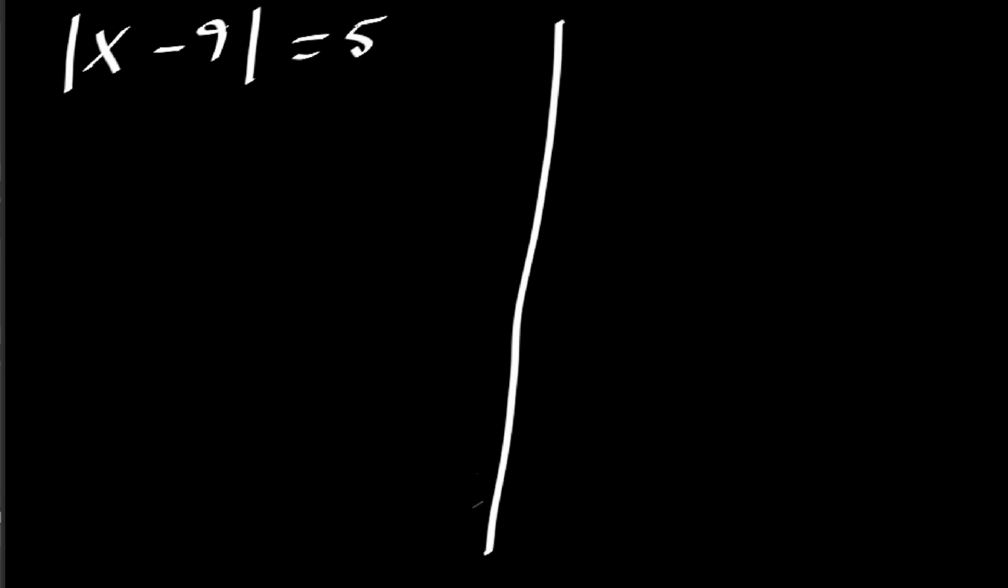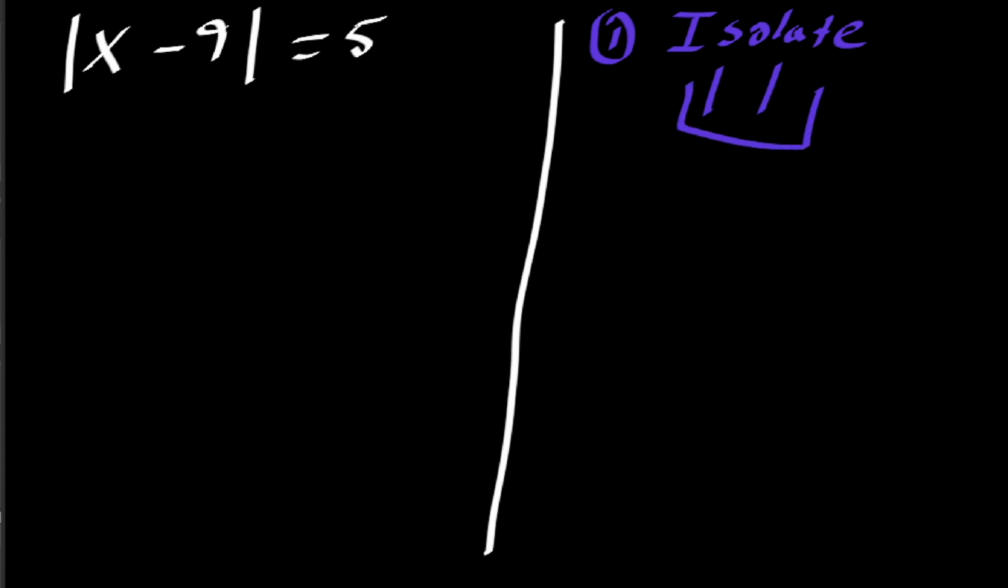Okay, so now let's look at a quick example just to get an idea, and then we'll make things harder. So let's start with the absolute value of x minus 9 equals 5. And I'll write down some of the steps over here. So once again, our first step is to isolate the absolute value. So isolate, and I'm just going to draw the absolute value sign here. Okay, so we want to isolate this whole thing.